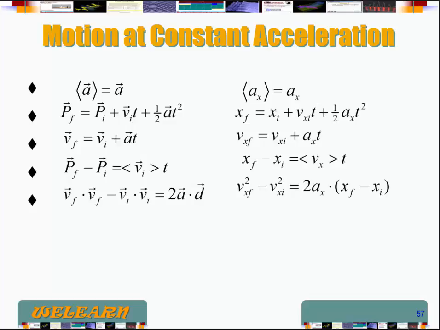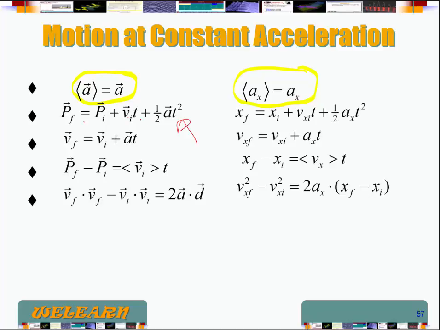To recapitulate again, but for motion at a constant acceleration, remember we are talking about constant acceleration here. A is constant, so average A is the same as A. If we have motion only along one direction, that would be A sub x. Average A sub x is A sub x. Now the final position is the initial position plus V_i t plus 1/2 of A t squared. Remember, this is for constant acceleration.